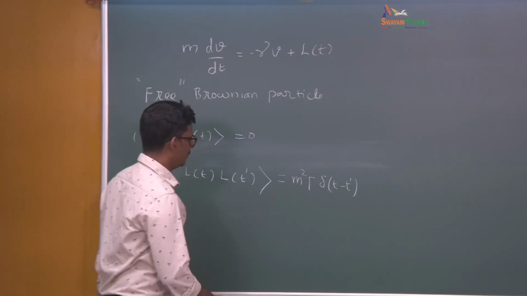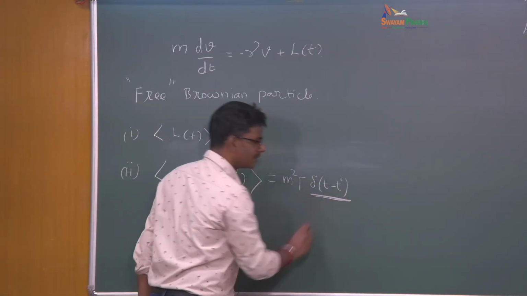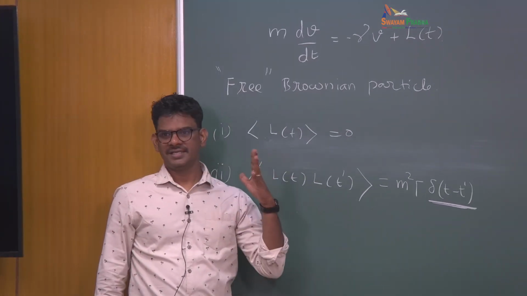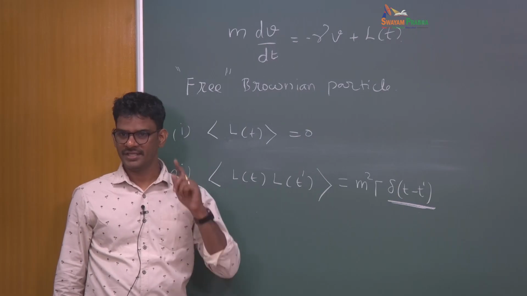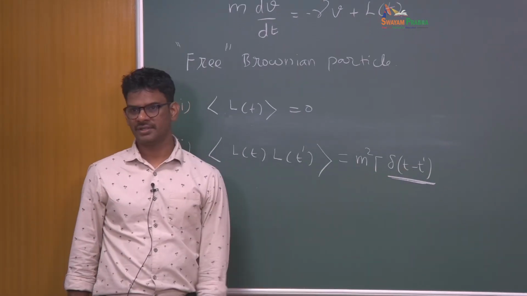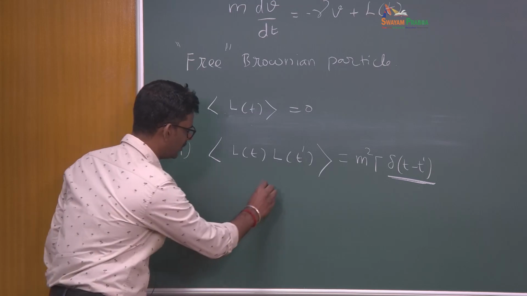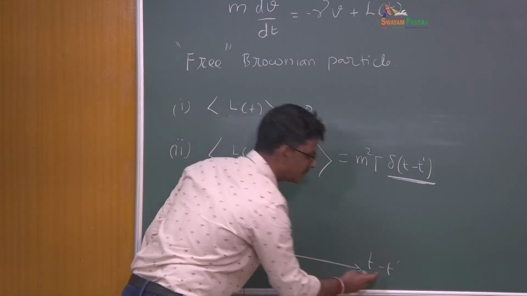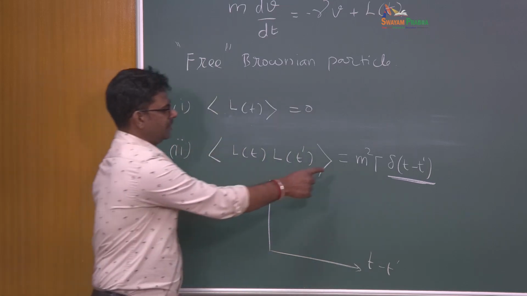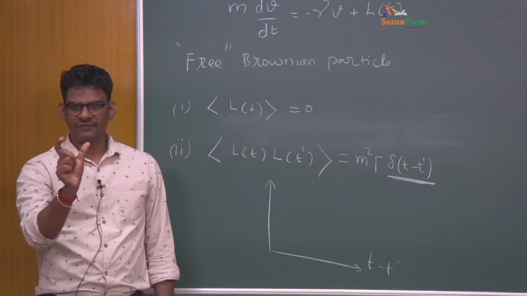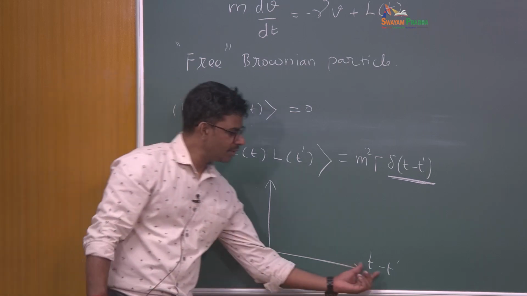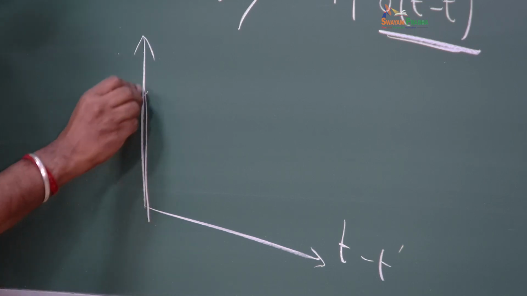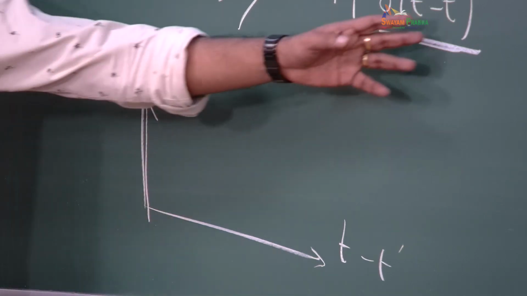And we know that this is a delta function. What we are saying is this autocorrelation function is a delta-like function, and it is non-zero only when t is equal to t prime. So if I plot this autocorrelation function as a function of time delay, I am looking at the random force at two different times separated by an interval of t minus t prime, and that would peak at 0 as a delta function. That is what this means.